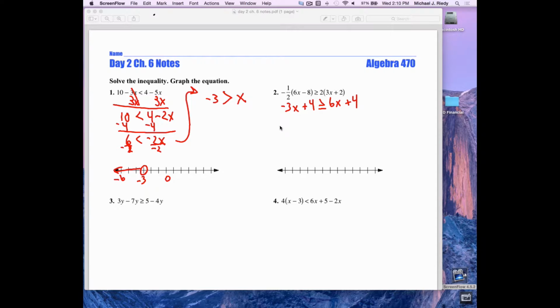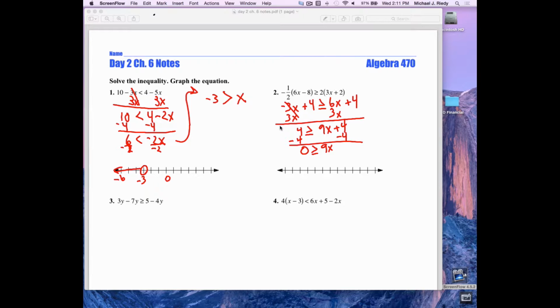You want to move the 3x over here, or do you want to move the 6x over there? Caroline, what do you want to do? Okay, so add 3x to both sides. That goes away. 4 is greater than or equal to 9x plus 4. Get rid of the 4. Uh-oh. 0 is greater than or equal to 9x.